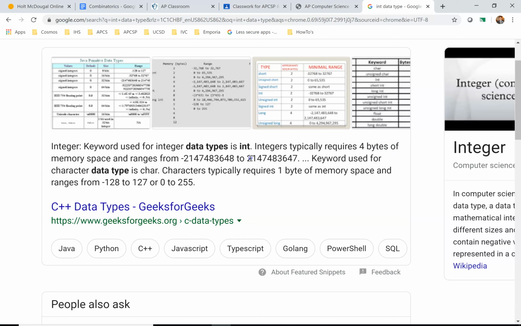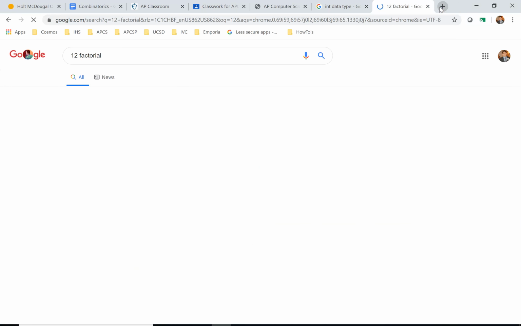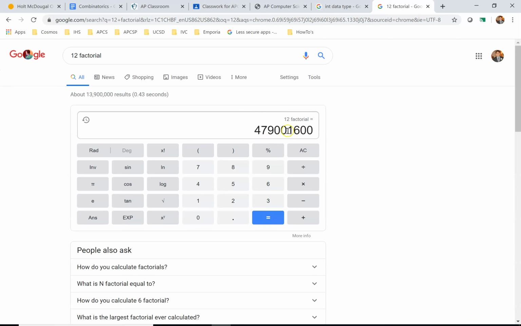And the biggest positive number that you can store is about 2.1 billion. That's 10 total digits, so roughly a little more than 2.1 billion is the biggest number that you can store. Now, if I look up 12 factorial, you'll see that this number is still less than that. It's 479 million. So it's still less than the 2.1 billion.